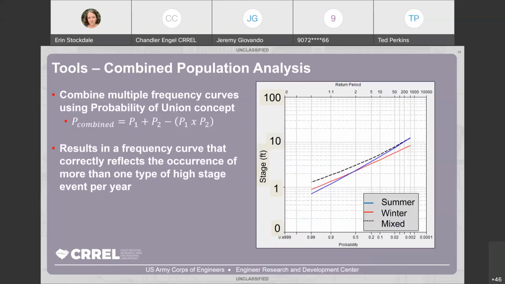So the combined population analysis essentially uses that probability of union concept. In this case, if you're looking at a stage frequency, you might have, we're terming it summer and winter here, but you could have an open water and ice cover situation. Many times you'll see differences depending on exactly the river or the conditions you're trying to model. So it's really important to be able to capture both of these and understand the differences between the individual frequency curves as well as the combined population frequency curve.